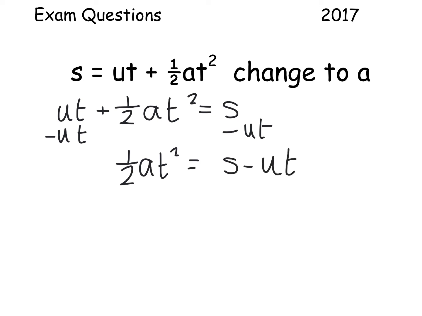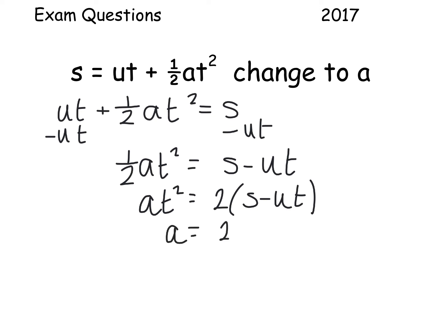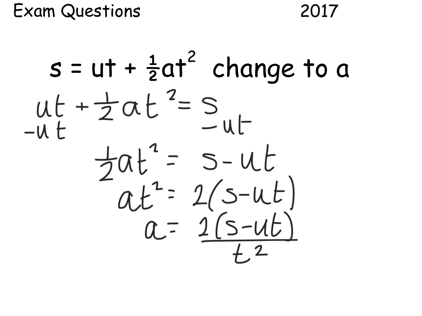Right, I don't like that half, so I'm going to double the other side. So I'm going to have AT squared equals double of S minus UT, and I'm putting a bracket around it because there's a couple of things there. The last thing I need to do to get A on its own is get rid of the T squared, so I'm going to divide by T squared. So I have 2 times my bracket all over T squared. Okay. So that's my final answer for that one.